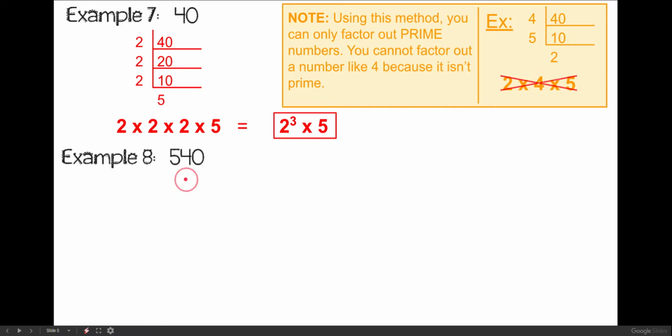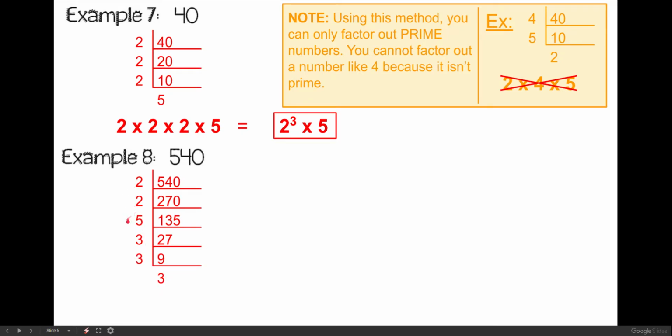Number 8. So 540, what numbers can you divide it by? Because I'm tempted to pull out a 10, but let's go ahead and divide it by 2, and that leaves us with 270. Divide that by 2, and that leaves us with 135. Let's divide that by 5 because it ends with a 5, and I'm left with 27. You can divide that by 3, and that leaves you with 9. And you divide that by 3, and that leaves you with 3. And 3 is a prime number, so we're going to stop there.